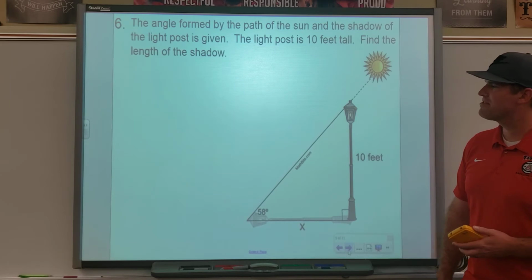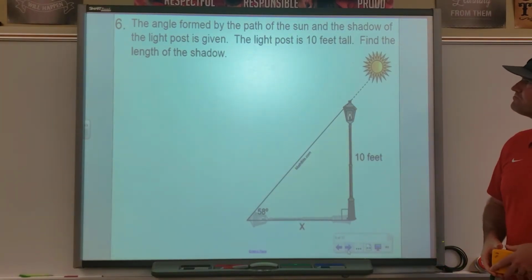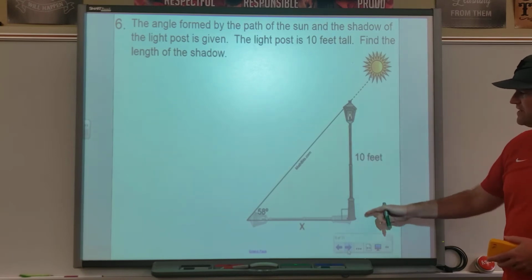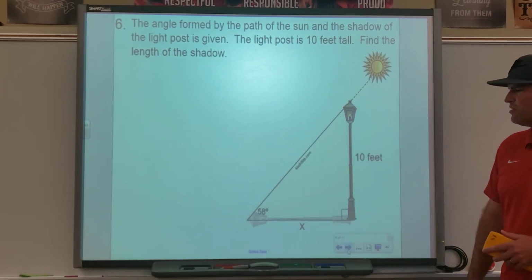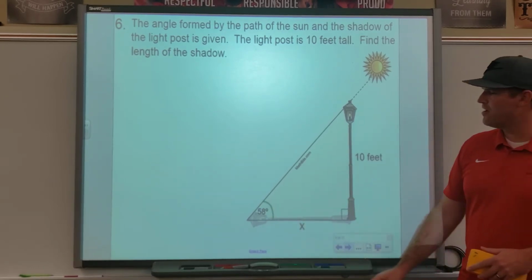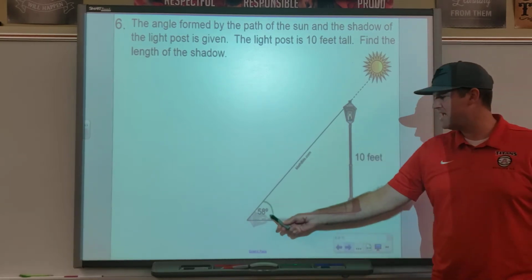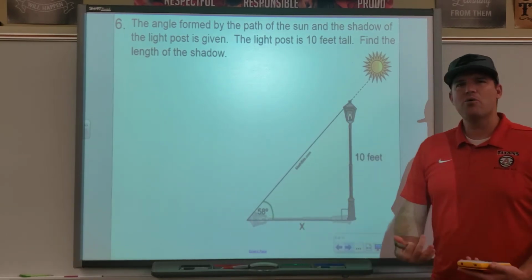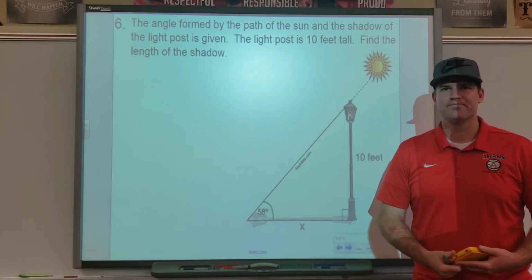Okay, example number 6. We've got another word problem, but we have a diagram to go with it. We know that the light pole is 10 feet. We're trying to figure out how long the shadow is of this light post. And we know that the angle of elevation, or the angle from the end of the shadow to the top of the light post, is 58 degrees. So how would I set up this problem? What would my equation look like?